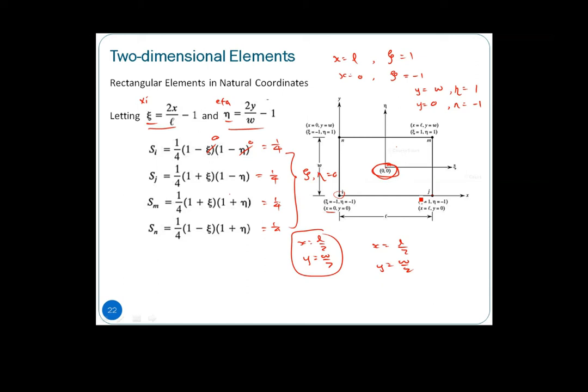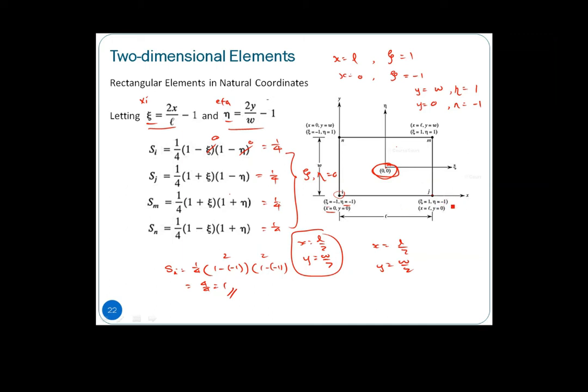So for example, if psi is equal to -1 and eta is -1, and we look into SI itself, we have 1 over 4 times 1 minus psi, 1 minus eta, which is 1 minus -1 for each. Then you have 2 times 2 is 4, so it's 4 over 4 equals 1. So the shape function at node I at this particular point is always 1.